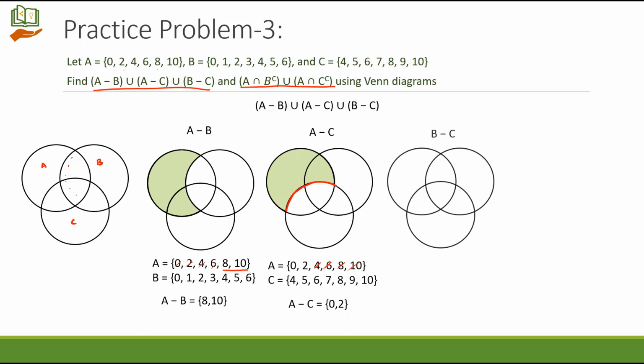What about B minus C? You have to stop with this. This is B minus C. Let's take B is equal to 0, 1, 2, 3, 4, 5, 6. C is equal to 4, 5, 6, 7, 8, 9, 10. 4, 5, 6 is present in C.